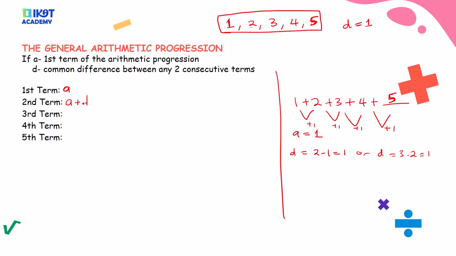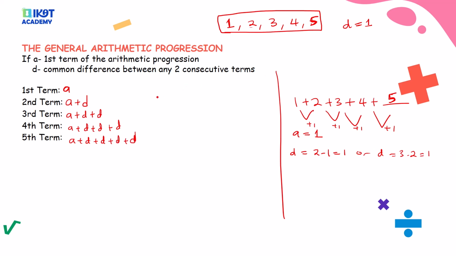So then to get the third term, we are going to say the second term plus the common difference, you see. Then to get the fourth term, we get the third term, which we are just picking from here, plus the common difference. To get the fifth term, I'm going to get the whole of this, A plus D plus D plus D. Then I add the common difference. That's the concept I'm trying to show us here.